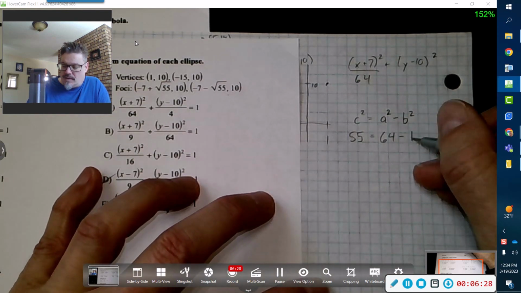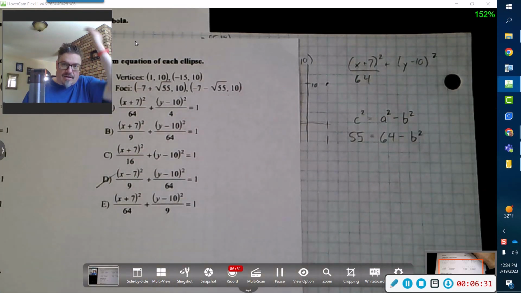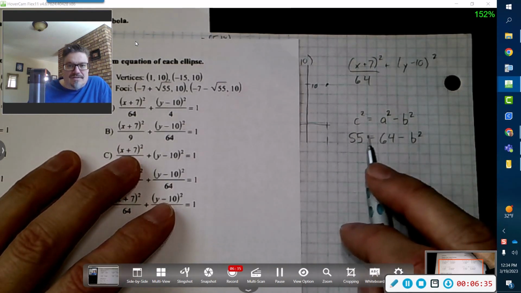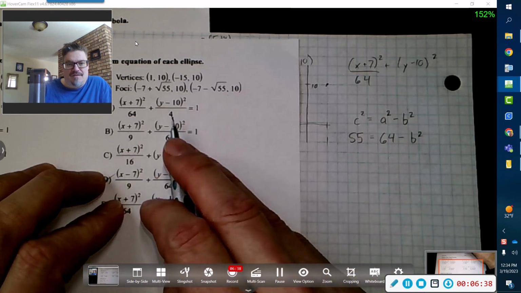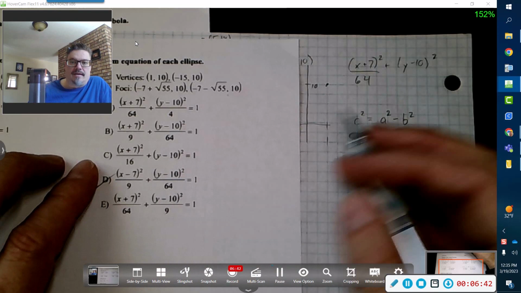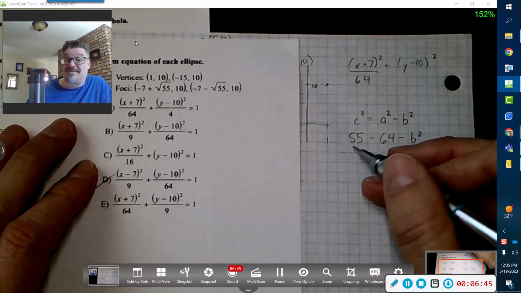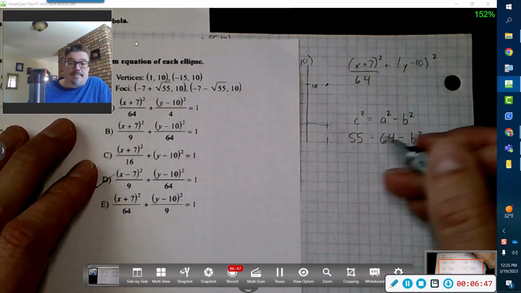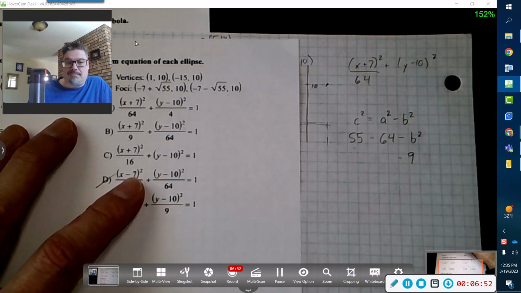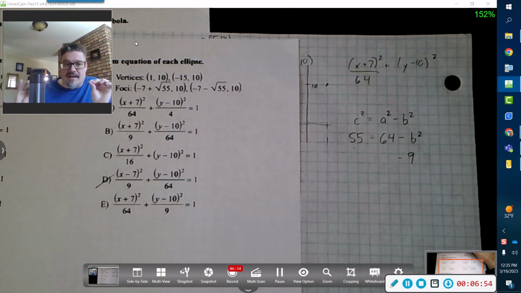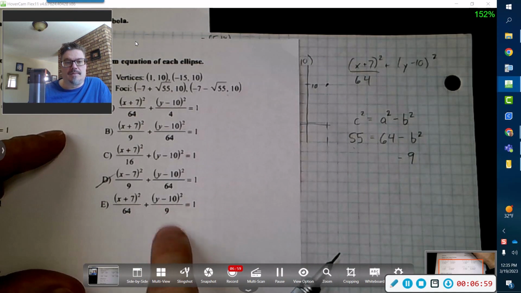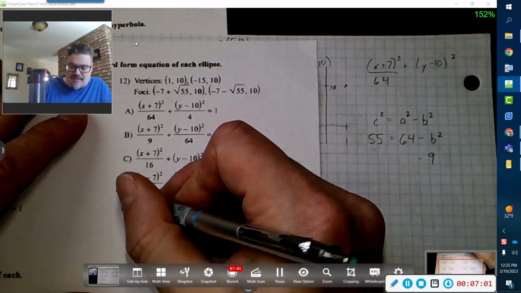Now you really don't need to overthink it. 64 minus what gives you 55? It's got to be either 4 or 9. Now if I subtracted 4, I should have a radical 60. But for me to get from 64 to 55, I need to subtract 9. So I don't even have to take the square root, just leave it. 9 is your B squared. So the answer for this one is E.